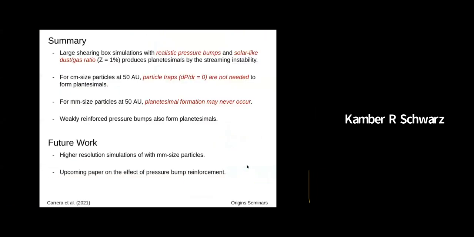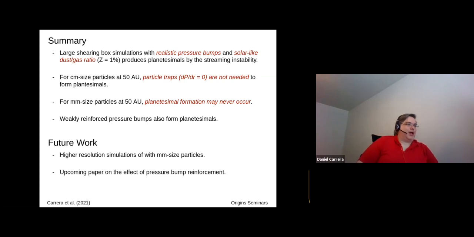All right. I also have a question. So in your conclusions, you said that if you have centimeter-sized grains at a pressure bump, you can form planetesimals, but if you have millimeter-sized grains, you likely will not. So what is your preferred mechanism for getting millimeter-sized grains to centimeter-sized grains that does not involve particle traps? Oh, at those sizes, we're talking about dust coagulation. So it's a question of how sticky the particles are, the collision speeds, fragmentation.